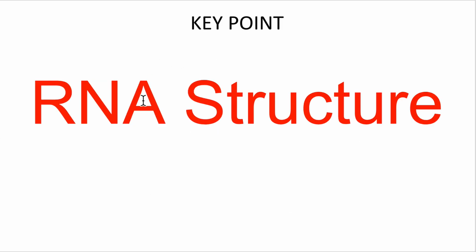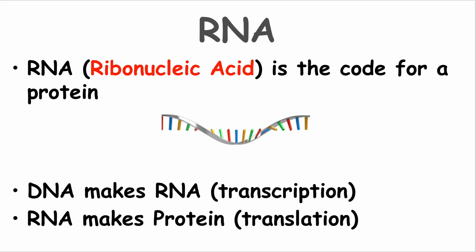All right. Next key point is RNA structure. So we looked at DNA. Remember, DNA makes RNA, but it looks a little bit different. So you guys already know DNA makes RNA, RNA makes protein. Here's the real word for RNA. It's ribonucleic acid, and this is the code for a protein. So looking at this picture, you should notice that it is not double-stranded, right? I still have nucleotides, house, pool, and a basement, but I don't have a double strand of it. It's just a single strand.